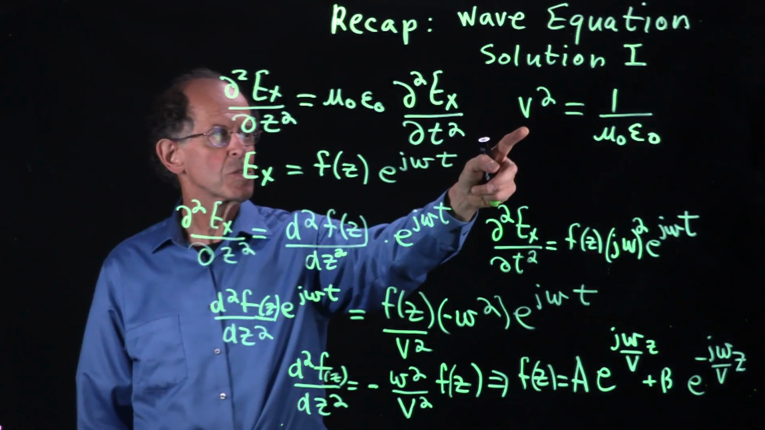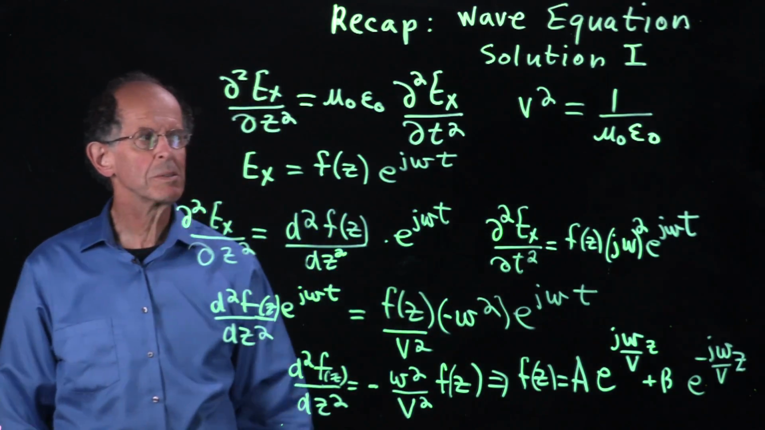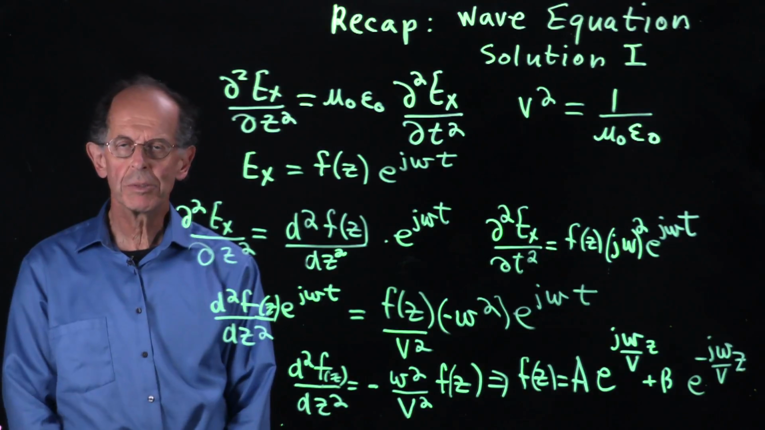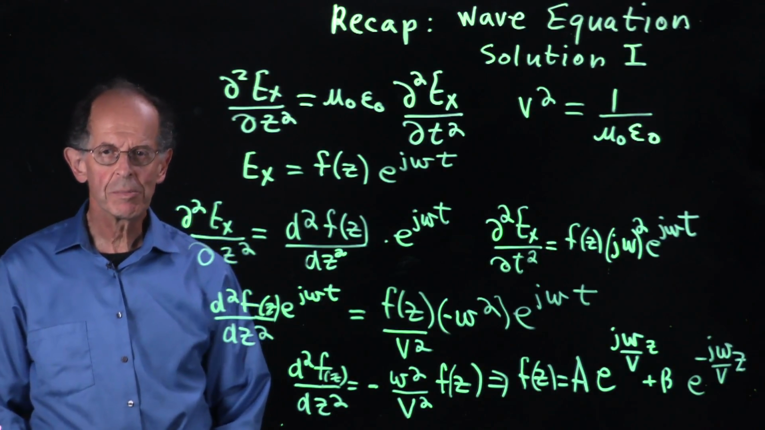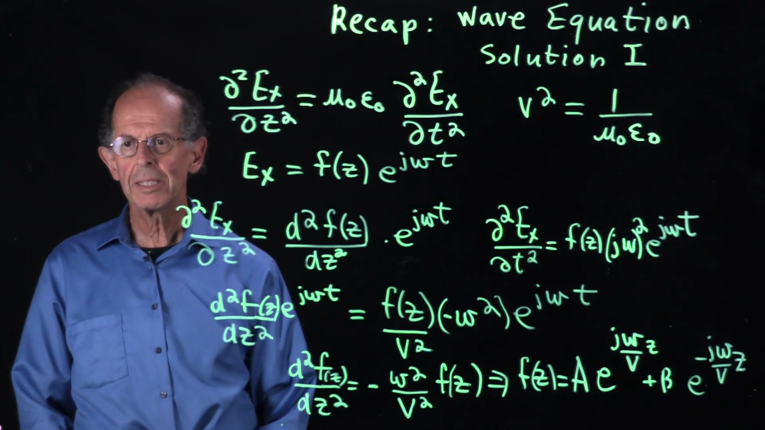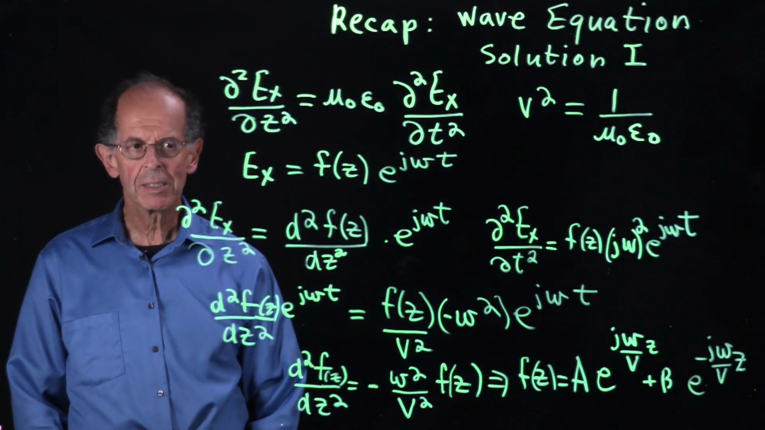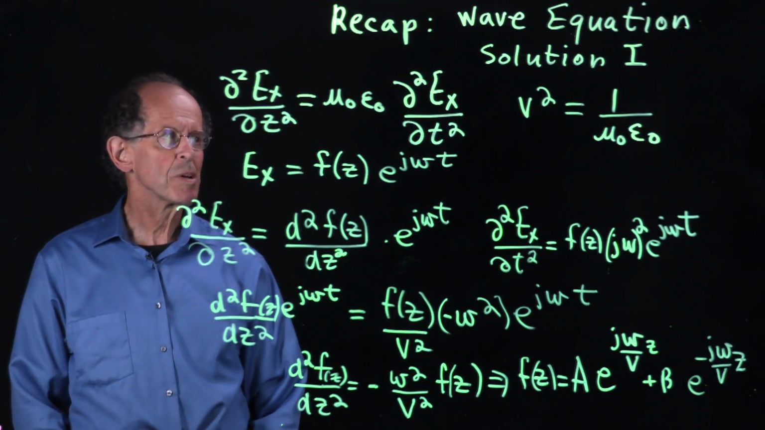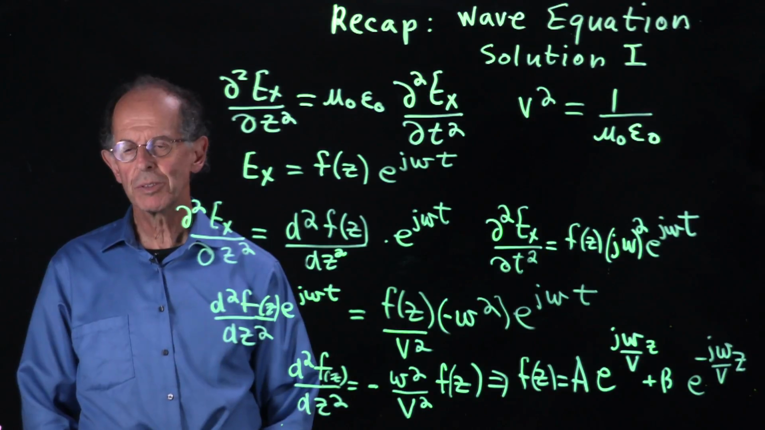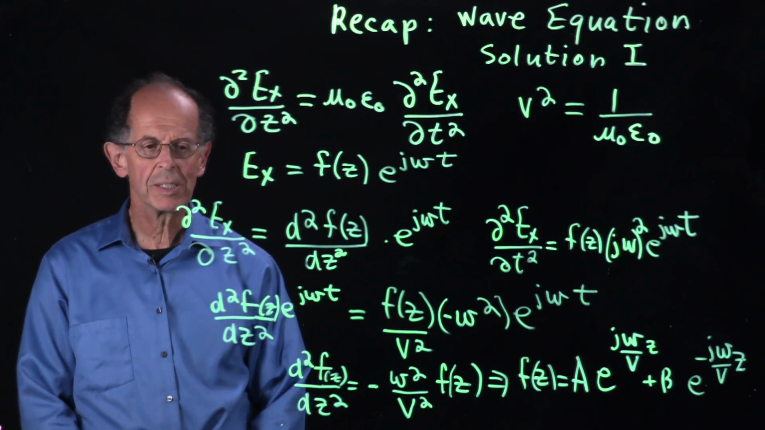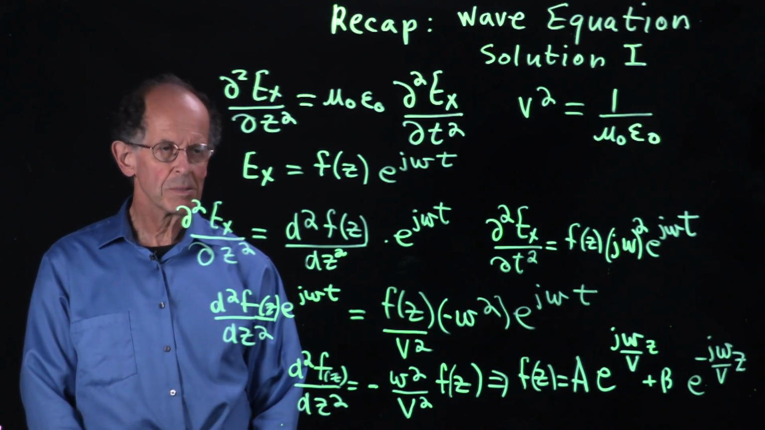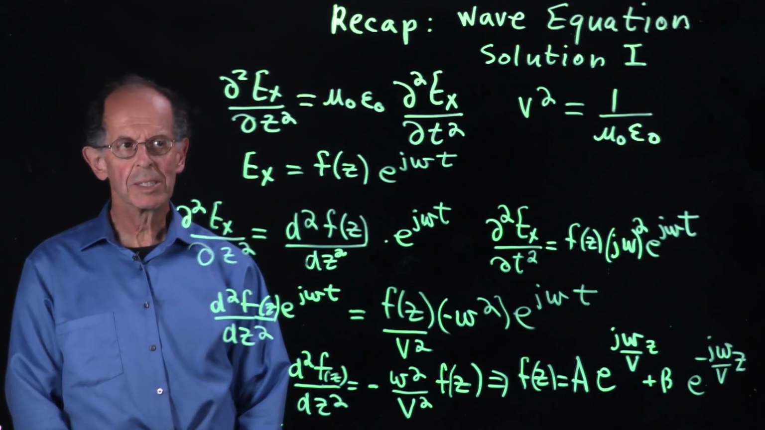The velocity squared is 1 over mu naught epsilon naught. Mu naught and epsilon naught are the parameters of the permeability and the permittivity in a vacuum. And we saw that in fact the velocity, which is 1 over the square root of those quantities, is the speed of light when we are working in a vacuum.